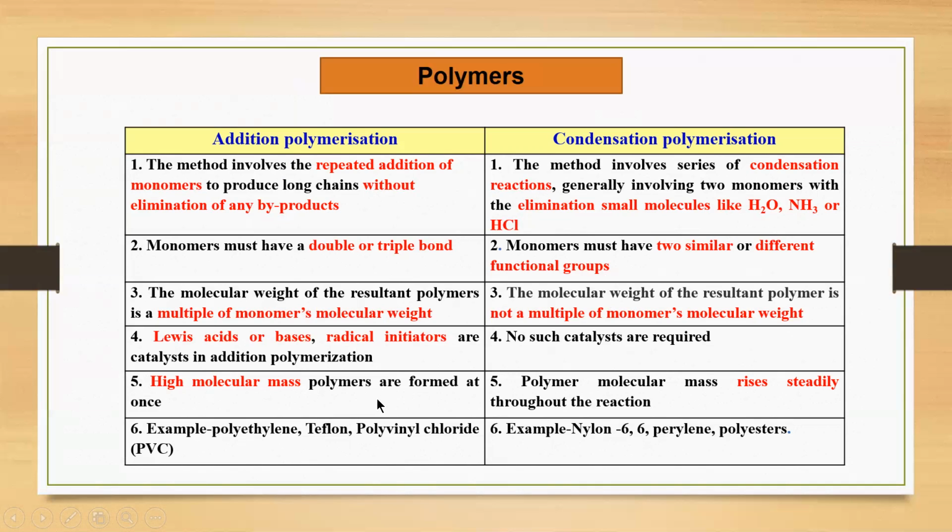High molecular mass polymers are formed at once in addition polymerization, while in condensation polymerization, the molecular mass of a polymer rises steadily throughout the reaction, because this is step polymerization. The examples of addition polymerization are polyethylene, Teflon, polyvinyl chloride, that we shortly name as PVC, etc. Whereas for condensation polymerization, it is nylon 6,6, polyesters, perylene, etc.